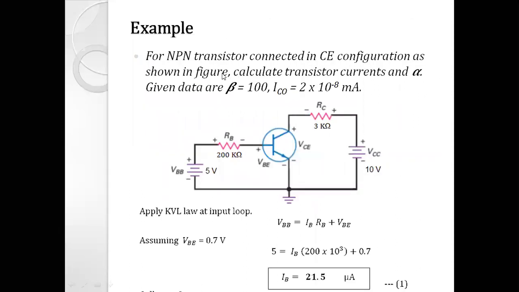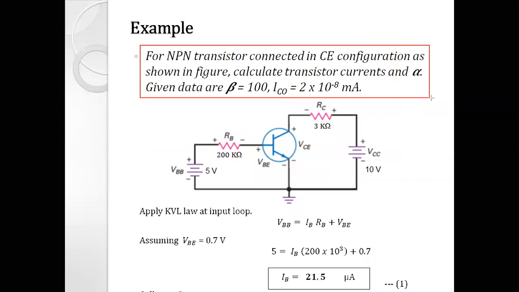Let us solve one example based on the derivation we did in the session. Here is the problem statement. Problem statement says that for NPN transistor connected in common emitter configuration as shown in the figure. So here the diagram is also given as a part of problem statement, but sometimes you may not be given the diagram. You have to make the diagram based on the information given in the problem statement, right?